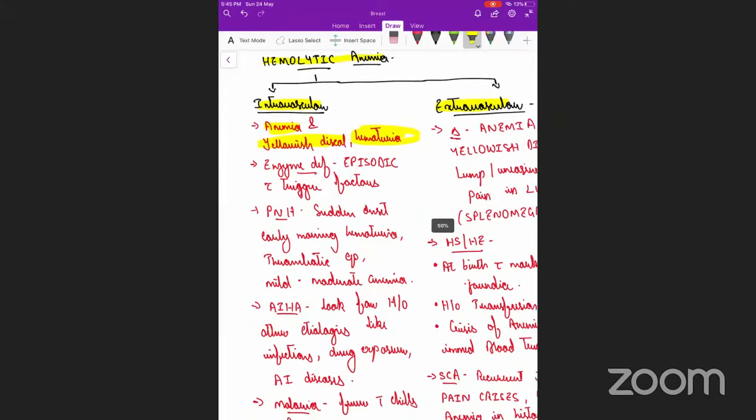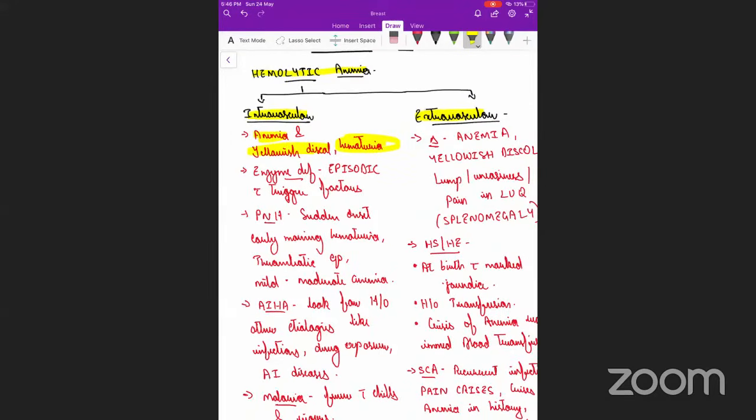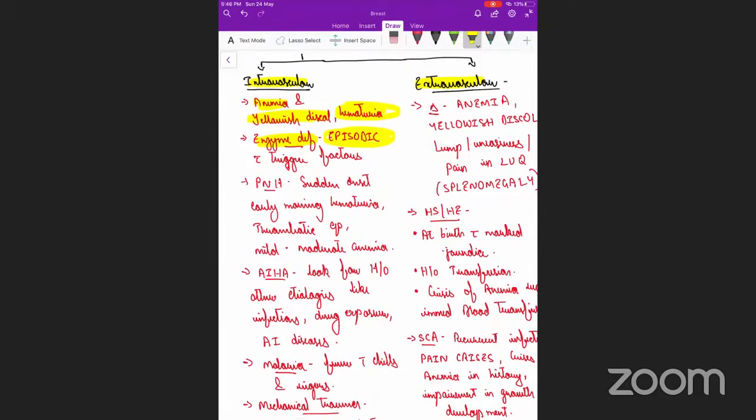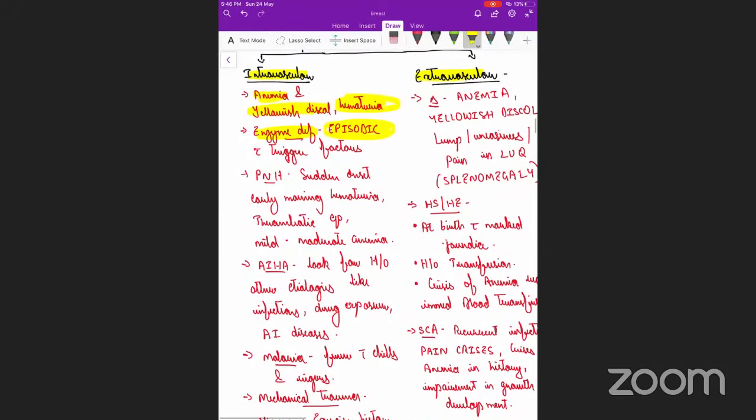So what are the hemolytic disorders that can cause anemia? One is enzyme deficiency. Enzyme deficiency like G6PD. Through history, how can we make out? It is episodic, that is classical. So something like consumption of fava beans or some infection, whichever causes an increase in the reactive oxygen species, again consumption of a few drugs, that will lead to anemia. So it is episodic. So episodic anemia will point towards enzyme deficiency.